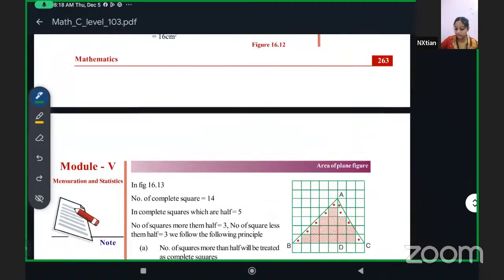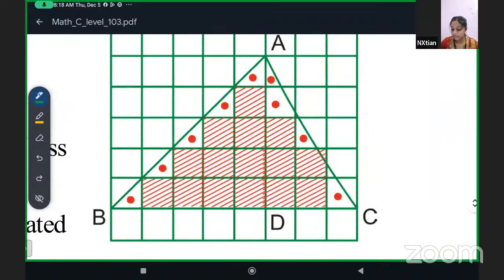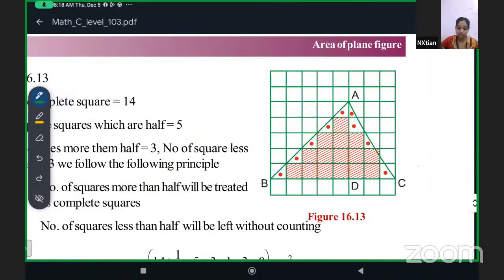So now look at this figure. We have fully shaded squares. If you take a look at this square, only less than half portion is covered inside the triangle, whereas in this one, more than half is covered inside the triangle. So this one we will take 0, whereas this one we will take 1. That is fully shaded. Then we have this one also we will take as 1, because more than half part is inside the triangle.